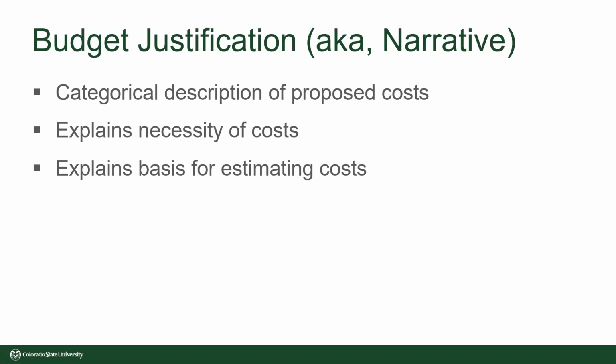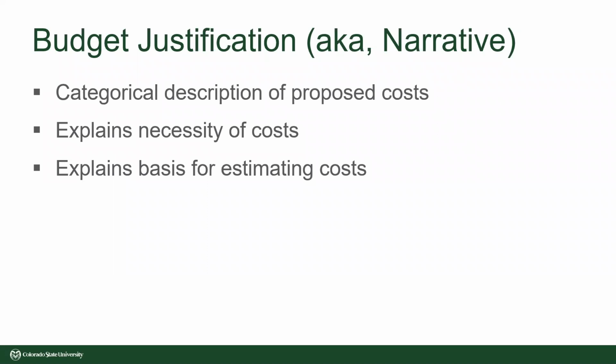So why do we need these costs? We have our investigator in there for 10% effort. What are they doing? What are their roles and responsibilities? We have a graduate student in there for 100% effort. What is that graduate student contributing to the project? We have to explain that in words. So it's not just cutting and pasting our numbers, right? It's actually providing a justification for how we came up with the numbers and why we need those cost items.